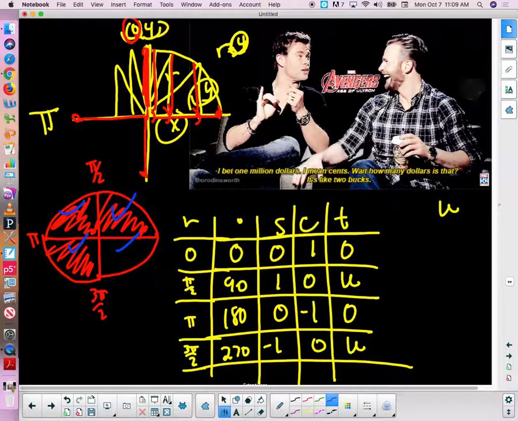All right, so 0 goes with 0. You can go and write it on your memo page. Okay? 0 goes with 0. Pi over 2 is 90 degrees. Pi is 180 degrees. 3 pi over 2 is 270.